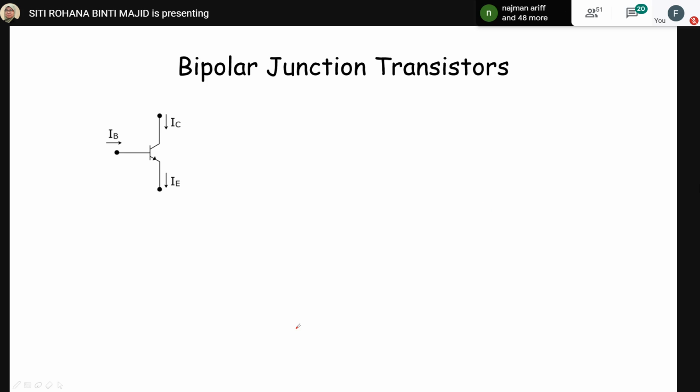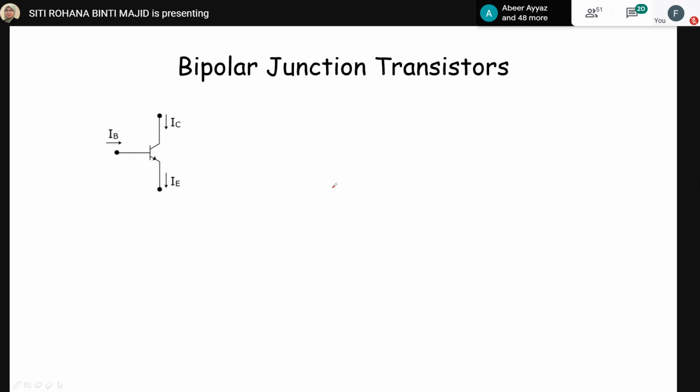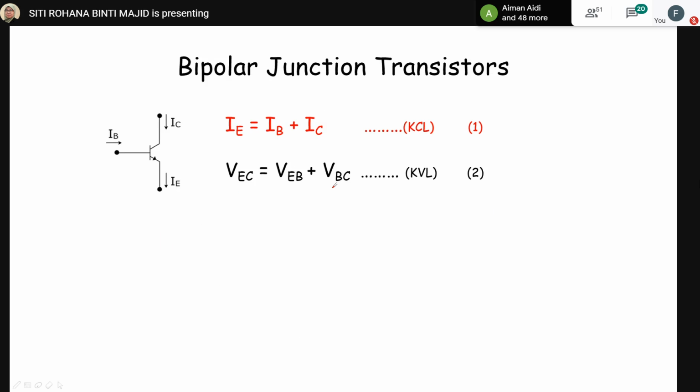So this is the symbol of the BJT. You already know this one because I showed it in the previous slide. From this diagram we can explain why IE equals IB plus IC. And we know how to write the equation for the voltage across the three layers, which is VEC equals VEB plus VBC.